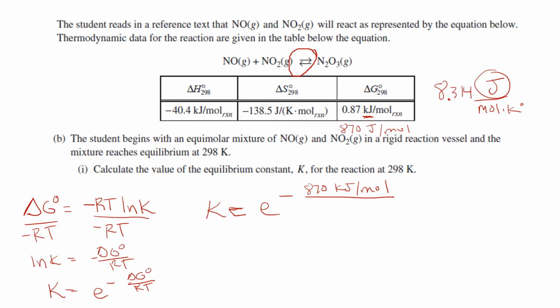This is all going to be negative, minus 8.314 joules per mole degree Kelvin, and the Kelvin they gave me was 298. When we solve for that, your K value should be equal to 0.70. And all my units cancel out. Remember, we're talking about equilibrium constants. It is going to be unitless.